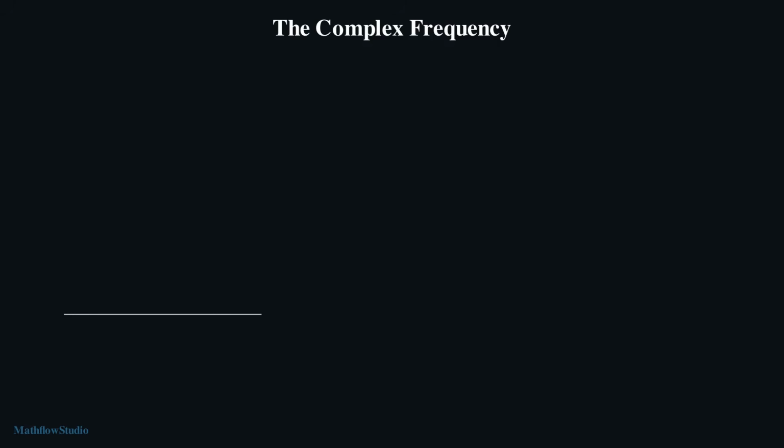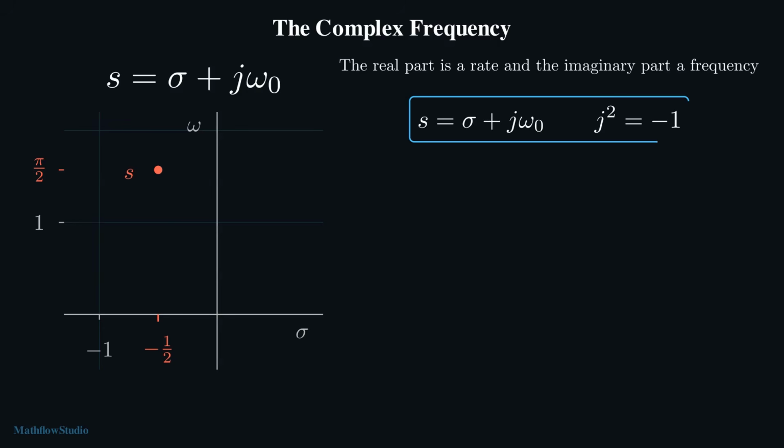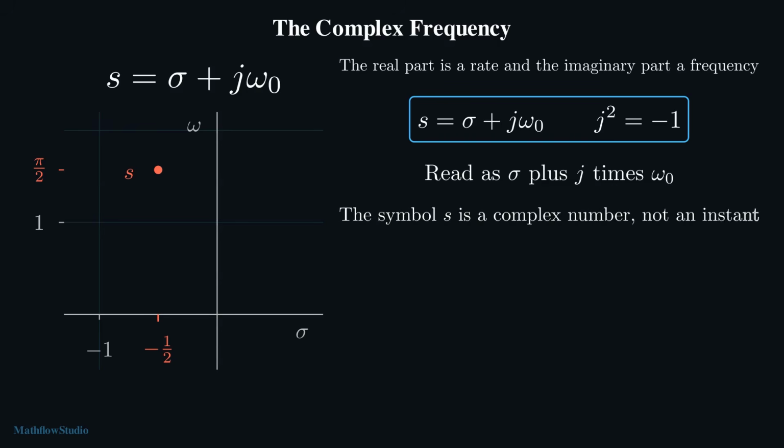A complex frequency is a point of a plane whose 2 directions carry 2 different quantities. The horizontal direction carries the rate, and the vertical direction carries the angular frequency. The complex frequency S is the rate sigma plus the imaginary number j times the angular frequency omega naught. The expression is read as sigma plus j times omega naught. The symbol is a complex number and not an instant of time.